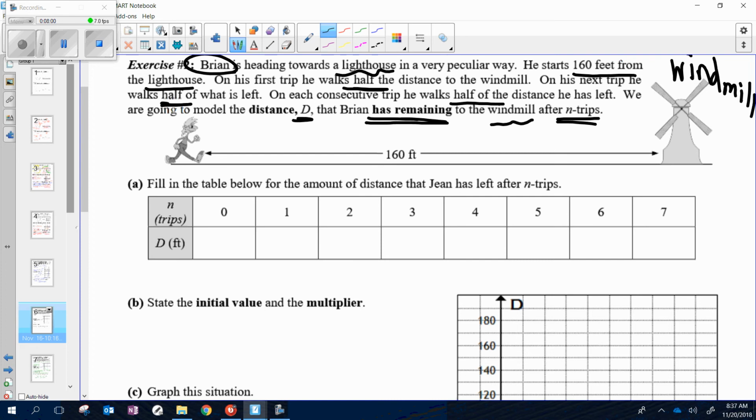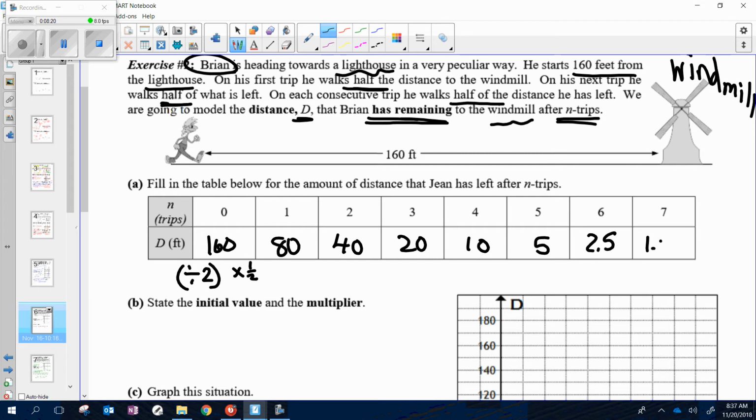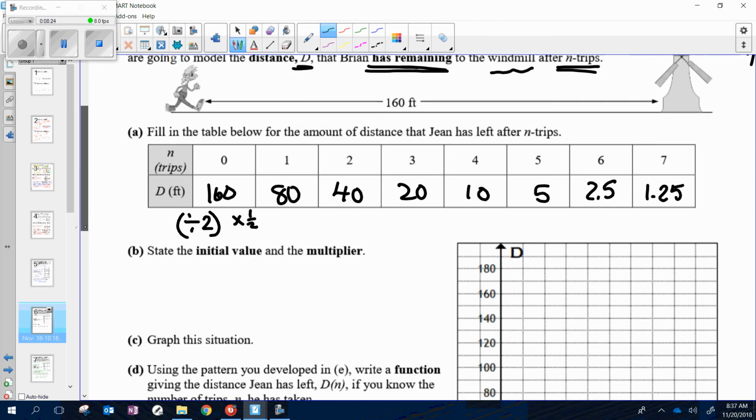So confused. Okay, so anyways, initially at time 0, there were 160 feet to get to the lighthouse. If I take half of that distance, multiply by a half, which by the way is the same as dividing by 2, I would get 80, and then 40, and then 20, 10, 5, 2.5, 1.25 feet remaining to get to the windmill. State the initial value and the multiplier.